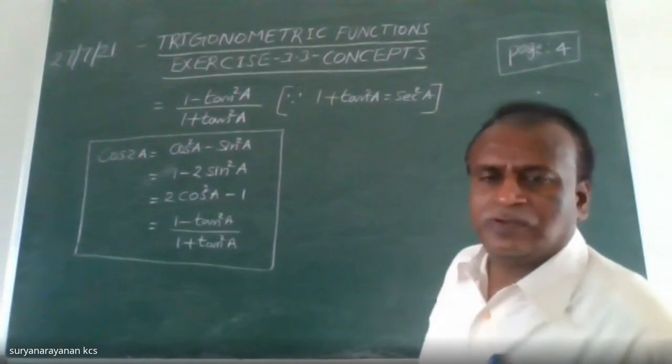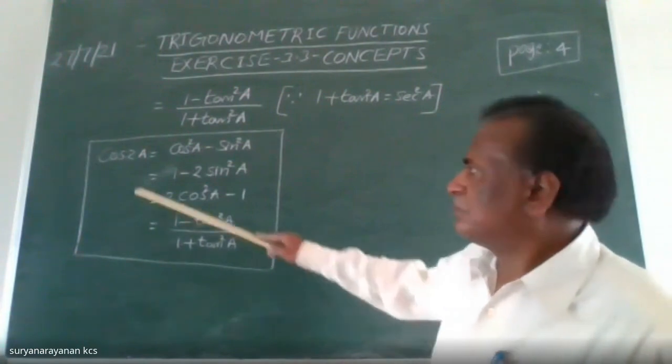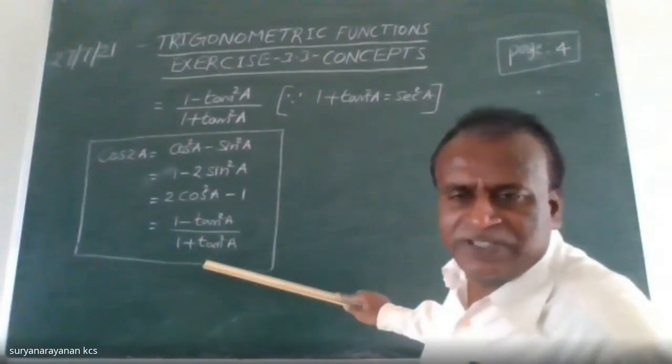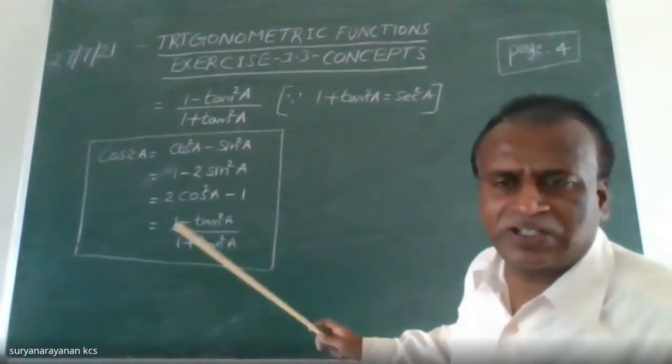Percy, start. Yes, sir. Cos 2A is equal to cos square A minus sin square A. Cos 2A is equal to 1 minus 2 sin square A. Cos 2A is equal to 2 cos square A minus 1. Cos 2A is equal to 1 minus tan square A divided by 1 plus tan square A. Very good, Percy.